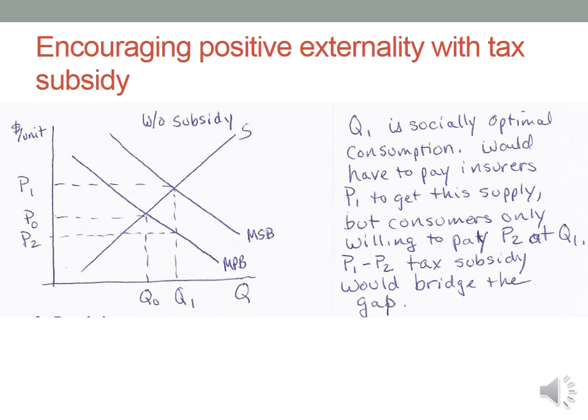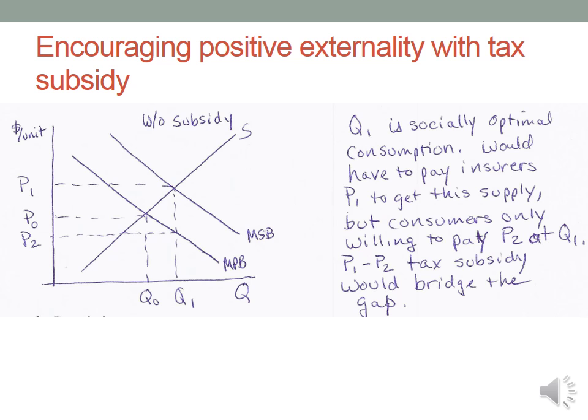So one of the ways to deal with this is to encourage a positive externality with some kind of subsidy, and take care of a negative externality by some kind of tax. And so here's an example where I want to give a subsidy: health insurance being tax-free.